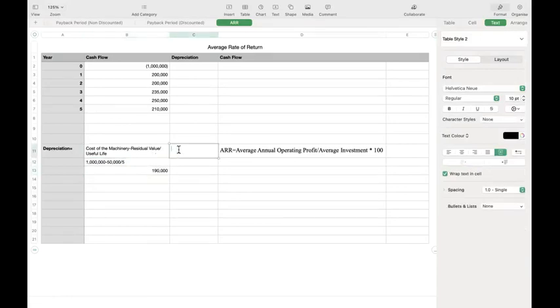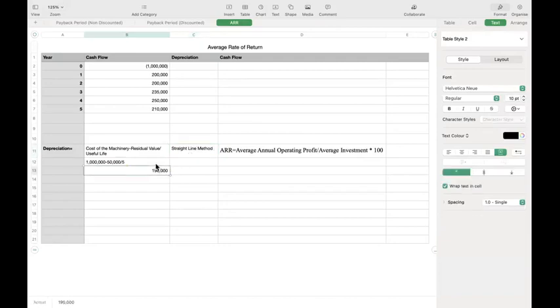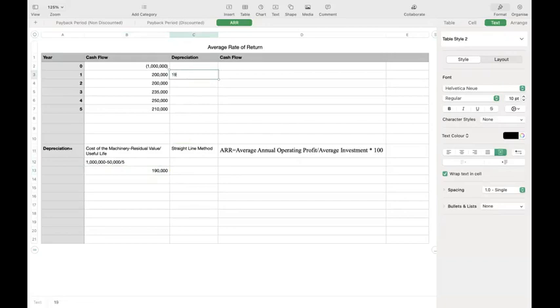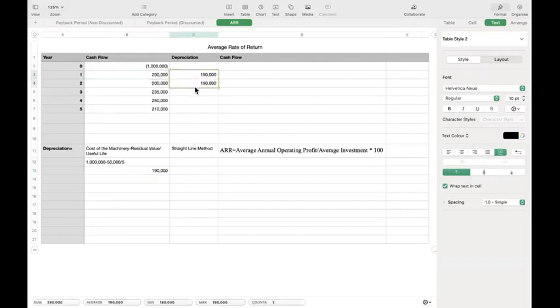Now, to calculate the depreciation, we've used a method called the straight line method of depreciation. There are so many other ways to calculate depreciation, and this is one of the methods. In the straight line method, we calculate the depreciation for 1 year, and that will be constant for all the following years, which is 190,000. So we put 190,000 for the first year as the annual depreciation. Second year, 190,000 again. Third year, 190,000 again. Fourth and 5th year, 190,000 as depreciation.